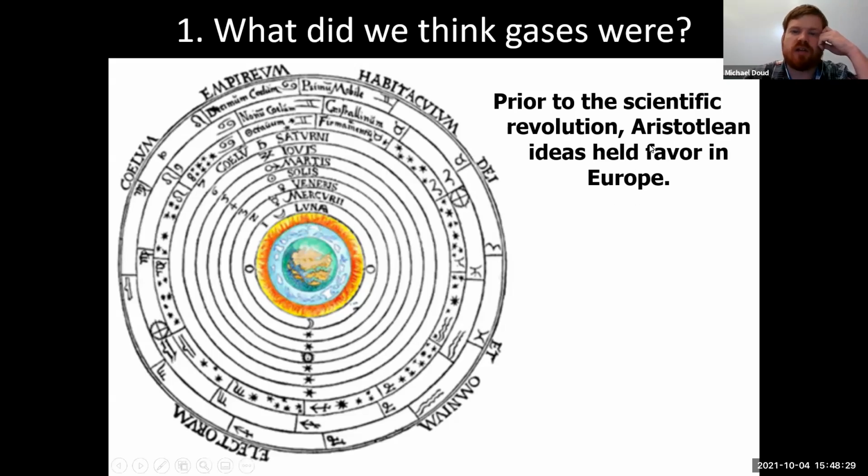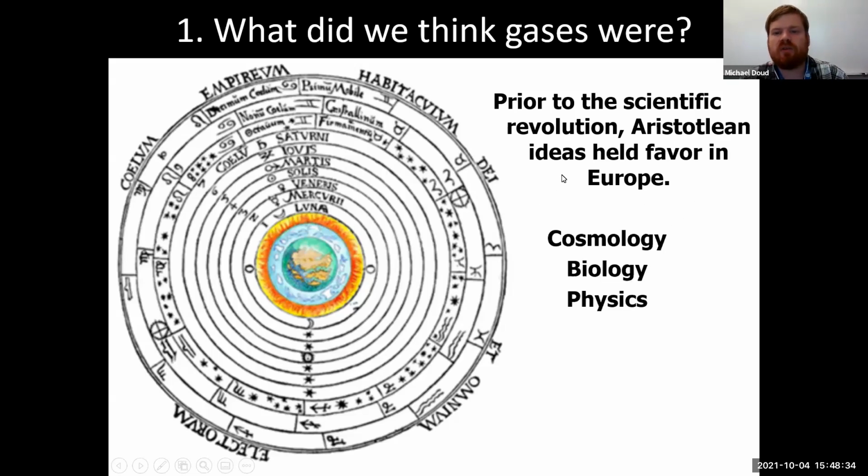Regardless, going back to Aristotle here, Aristotelian ideas were held in favor in Europe. And these ideas basically controlled the foundation of cosmology. You look here and you see the Earth is surrounded by the air, and then there's fire, and then the moon, Mercury, Venus, the sun, Mars, Jupiter, Saturn, etc., move in perfect circles around the Earth, which is the geocentric idea of the solar system, where the Earth is in the middle.